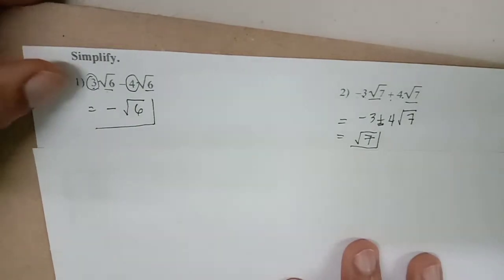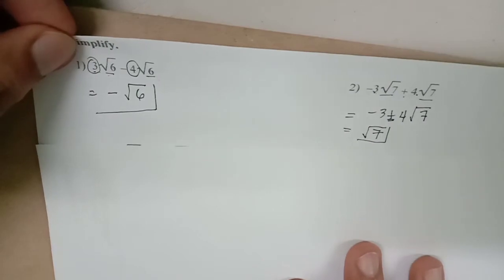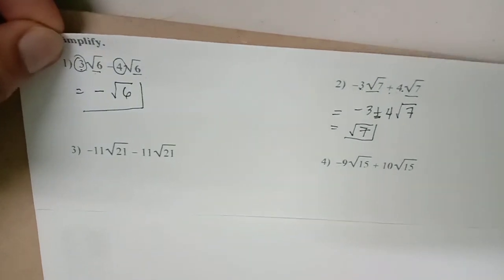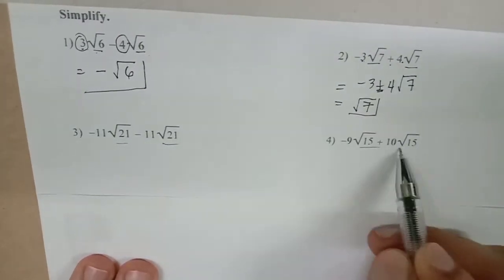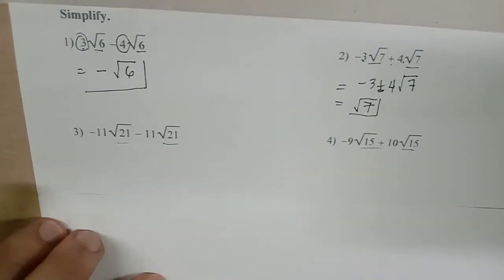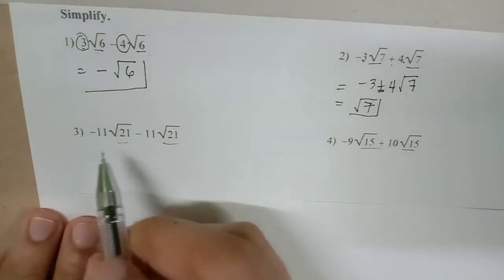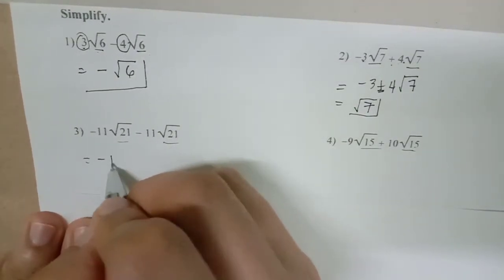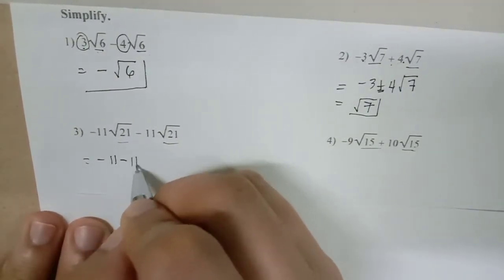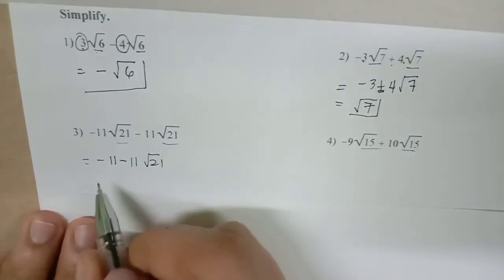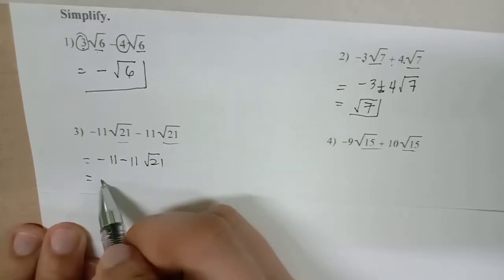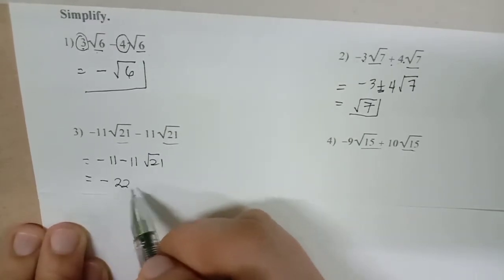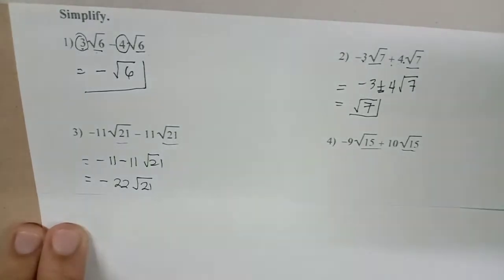Okay? So, that's it. Handout, miss. Next is 3 and 4. So, we have, parehas na naman po sila, kung mapapansin nyo. So, just perform lang po kung anong operation ang ginagamit. So, this one is negative 11 square root of 21. So, since parehas po sila ng sign, okay, add lang po natin yan and copy the sign. So, negative 22 square root of 21.